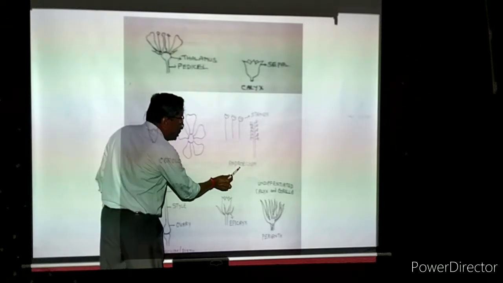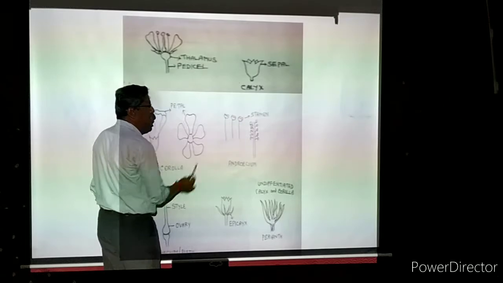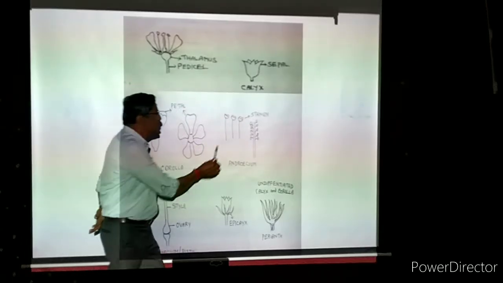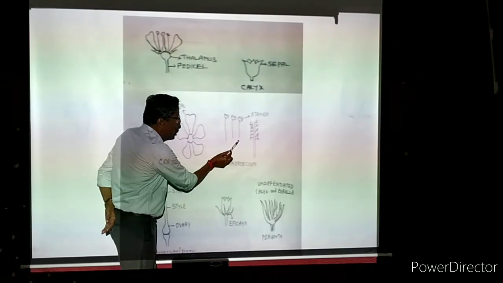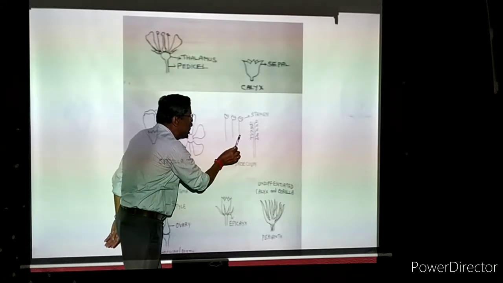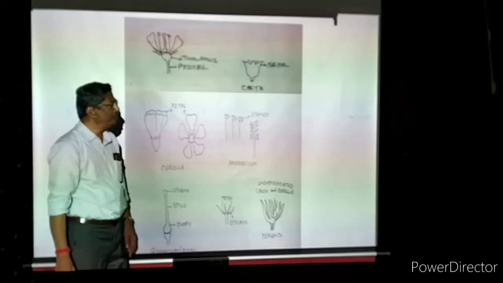Now the androecium, the male reproductive part, is made up of many stamens. One stamen we will take. What is the structure? Each stamen has a long stalk. The bottom of the stalk is attached to the thalamus. This stalk of the stamen is called a filament.